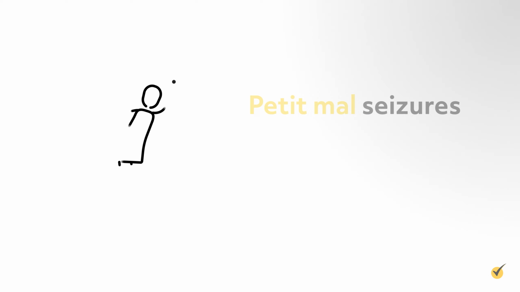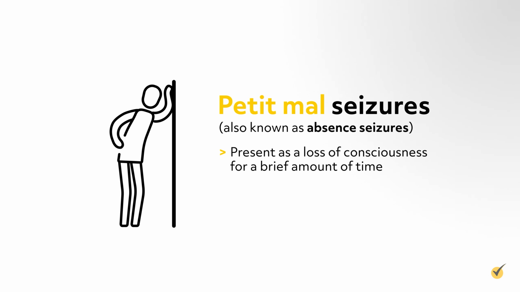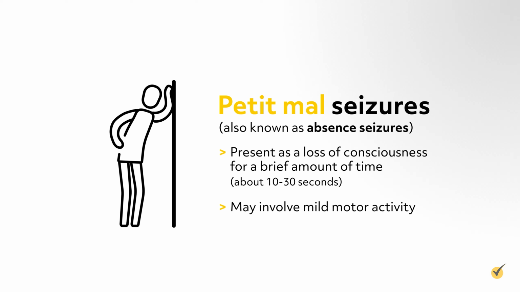On the contrary, generalized seizures manifest from neuron hyperexcitability from both brain hemispheres and come with more symptoms. Tonic-clonic seizures, petit mal, atonic, myoclonic, status epilepticus, and febrile seizures make up this subcategory. In tonic-clonic seizures, major convulsions are characterized by muscle rigidity, which is tonic, followed by muscle jerks, the clonic phase. Petit mal seizures, also known as absence seizures, present as a loss of consciousness for a brief amount of time, about 10 to 30 seconds, and may involve mild motor activity.